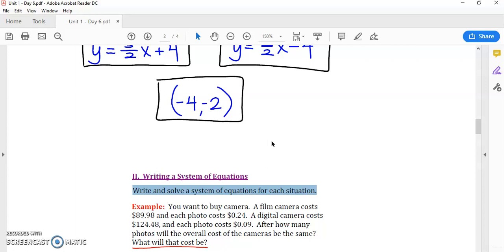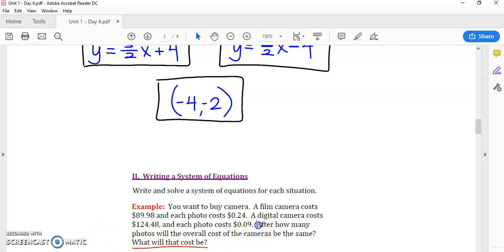All right, so it says you want to buy a camera. You can tell this is a pretty dated problem because no one's using film cameras anymore. Film camera costs 90 bucks-ish. Each photo is 24 cents. Digital camera costs 124.48. Each photo is 9 cents. After how many photos will the cost be the same, and what will that cost be?